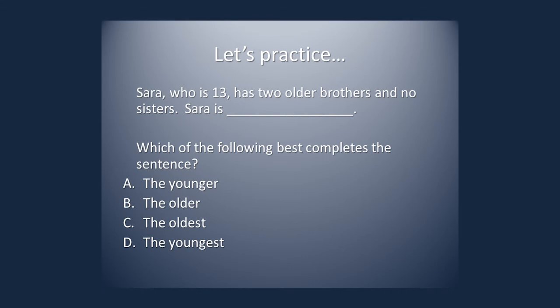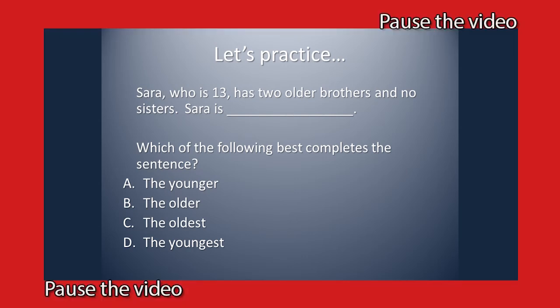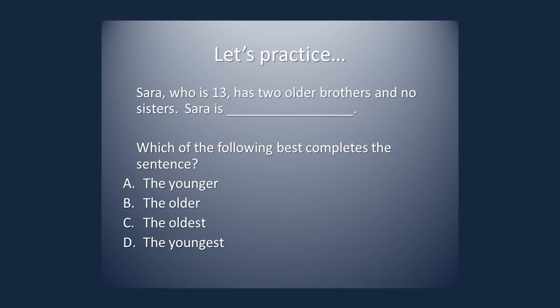Let's do one final practice. Pause the video, read the question, and decide on the best answer. Which answer did you select? The correct answer is D, the youngest. In this question, Sarah is one part of the group being compared to the rest of the group, so the answer should be in superlative form. Answers A and B are in comparative form, so they can be eliminated. Since Sarah's two siblings are older than her, she is not the oldest, she is the youngest.